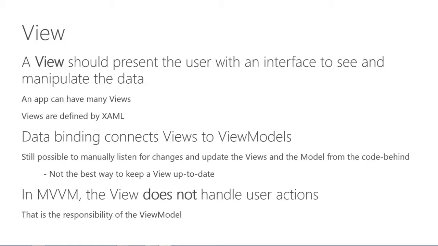And basically, in MVVM, the view does not handle the user actions. What you're trying to do is move all of those user actions into your view model so that you can test on those actions and so that you can maintain them. It's easier, makes them more portable. I think I've said that more than once today.